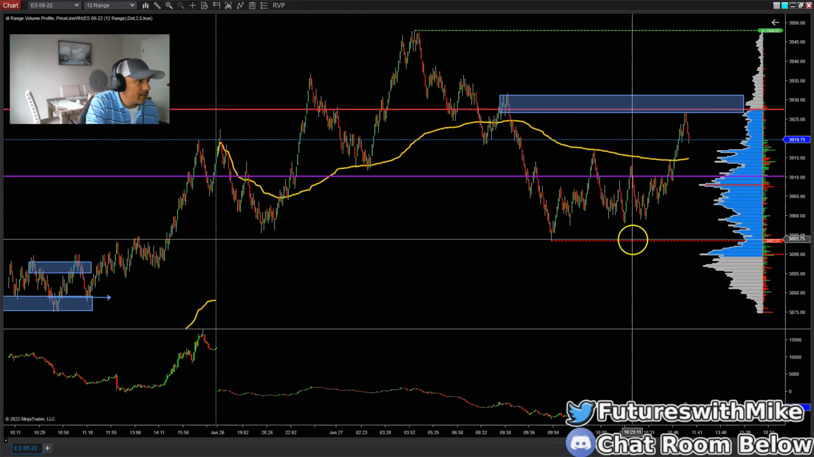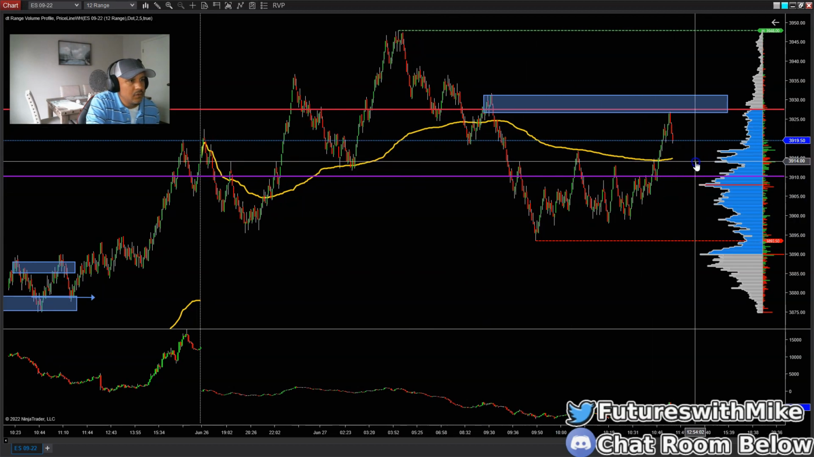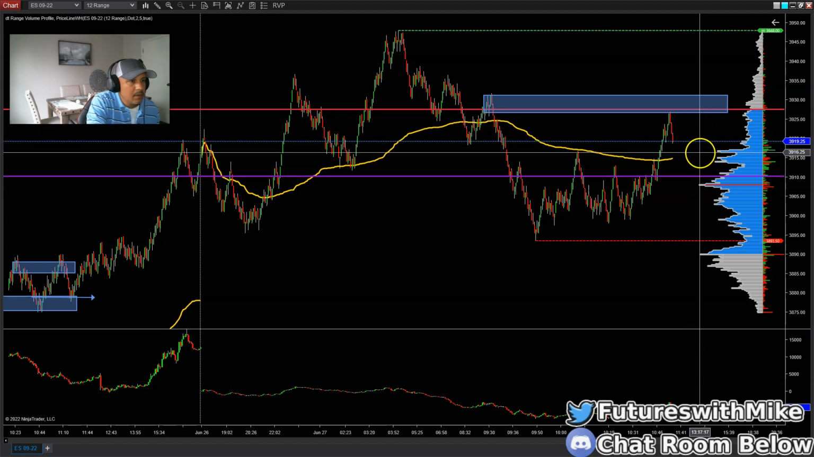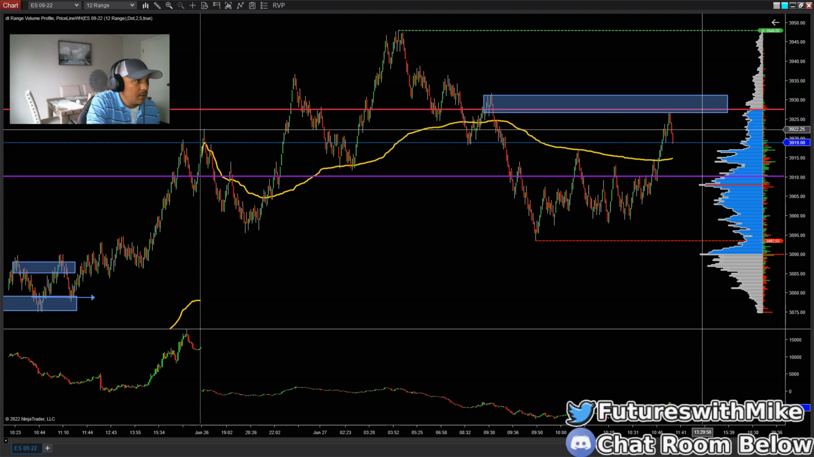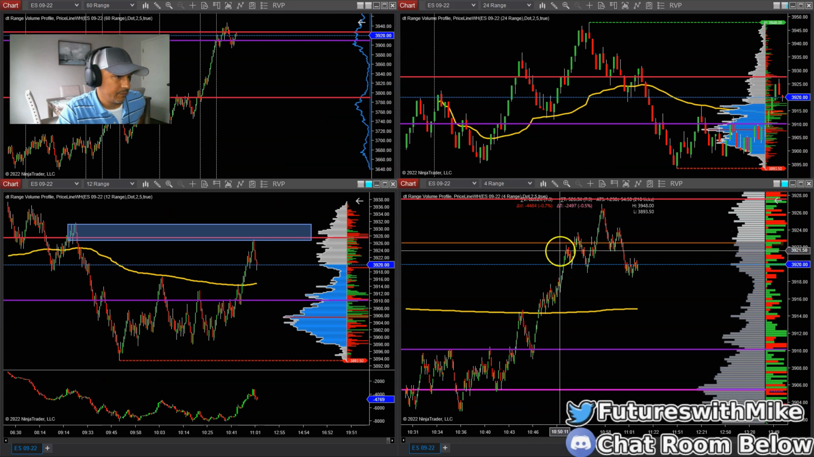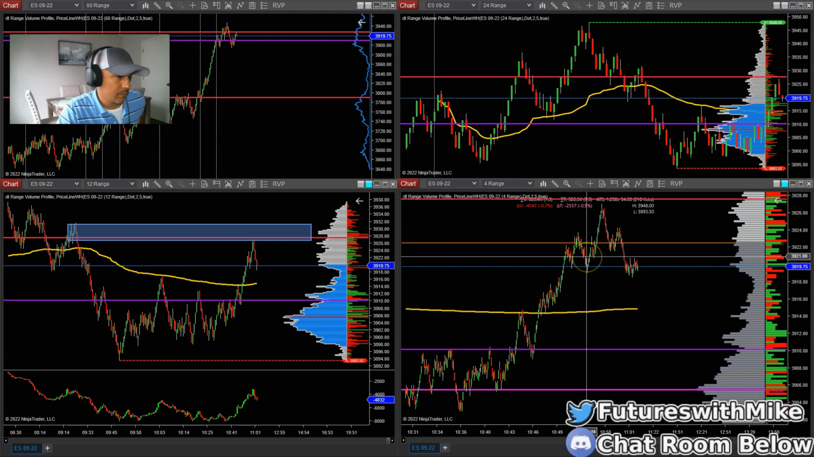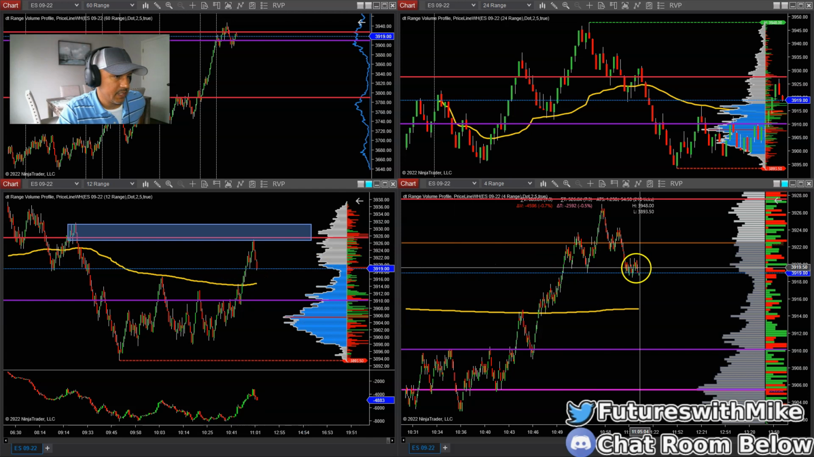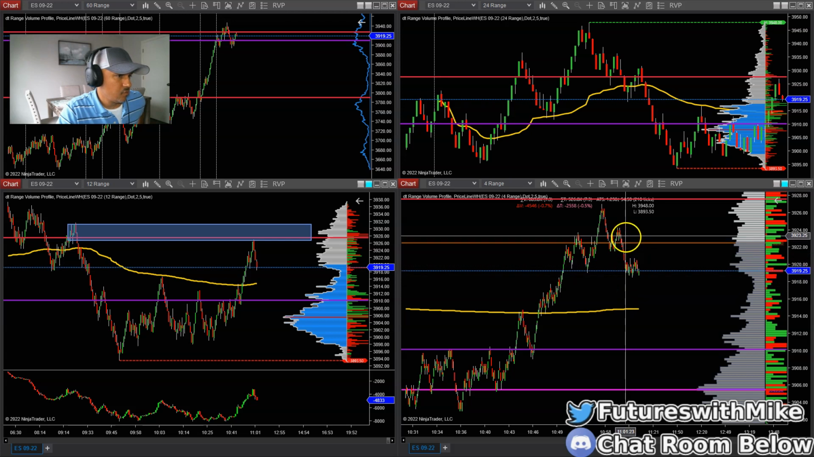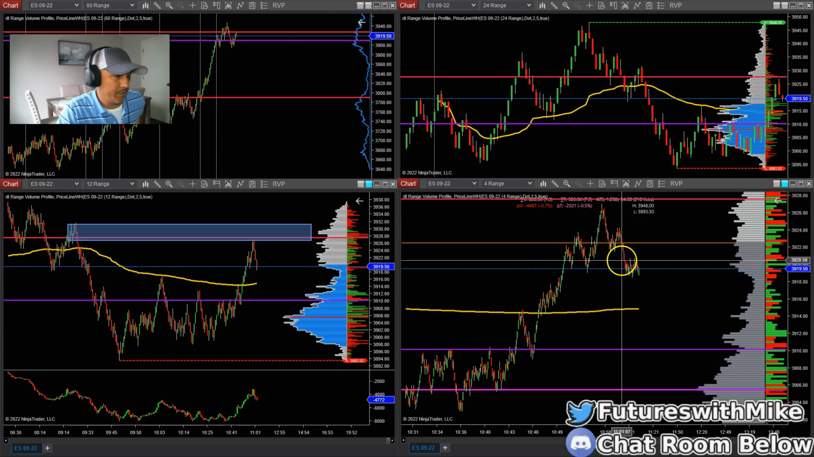It's like this was just a pullback, maybe. So let's see. Yeah, you gotta be careful here because price can bounce in this area where it's at, but it can push a little lower as well. So yeah, maybe it breaks this area here to the downside, we'll see.